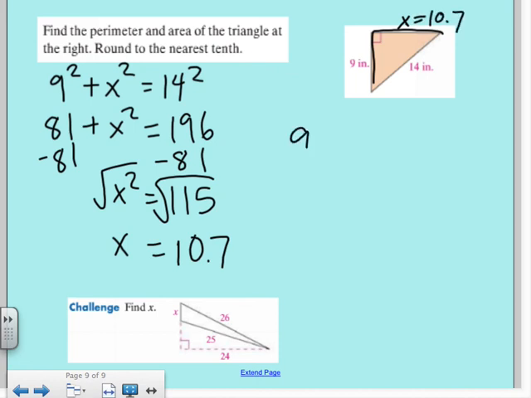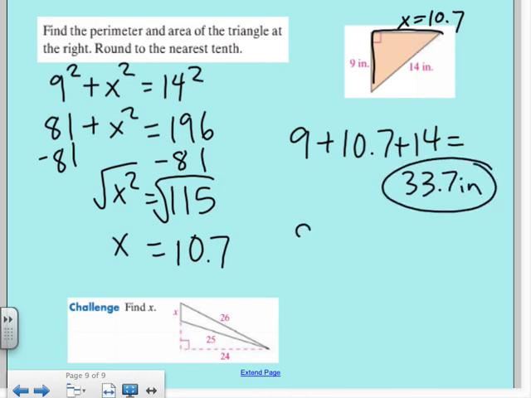So now I can find the perimeter by adding up these sides. So there's my perimeter. And then area, remember, is base times height divided by 2. And remember, the base and the height have to form a right angle. Okay. And so I get about 48.2. This would be inches.